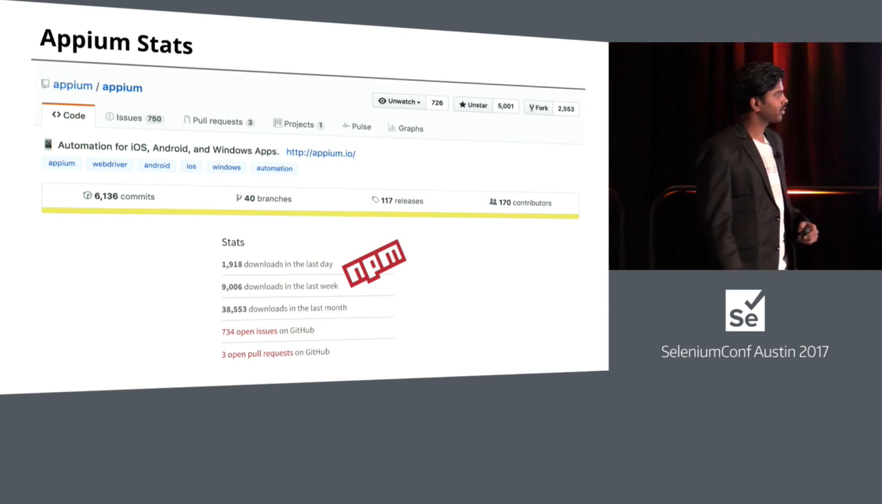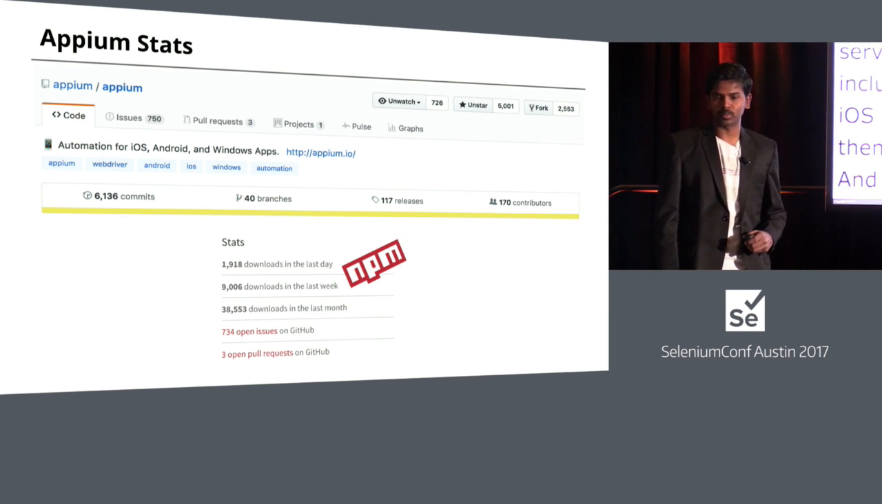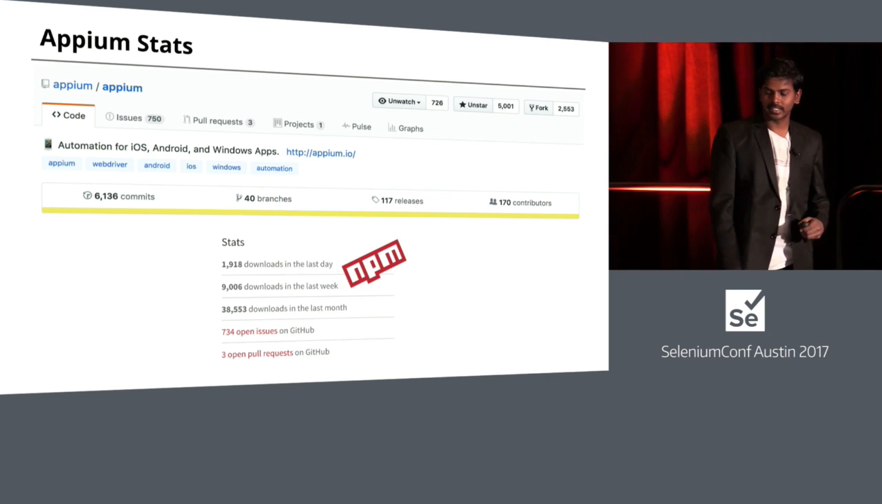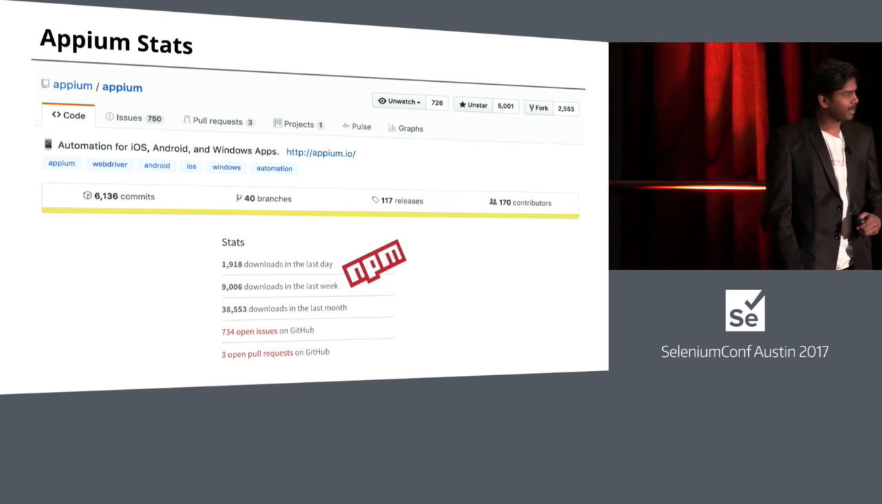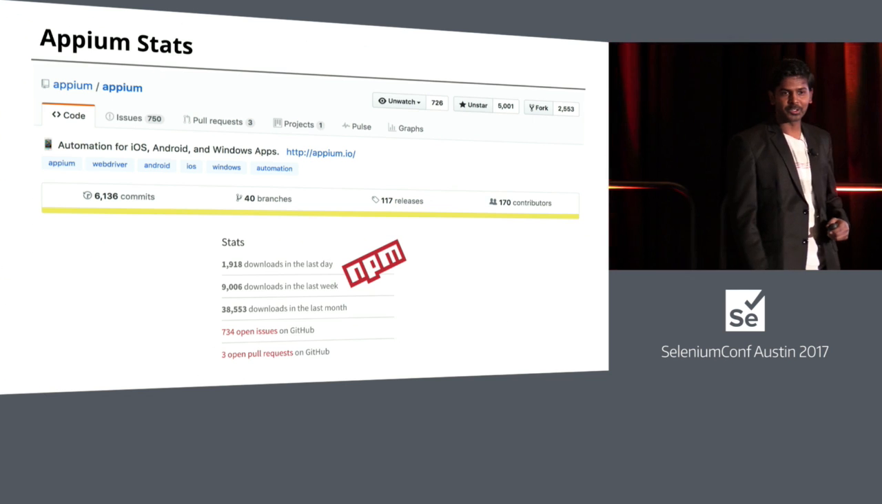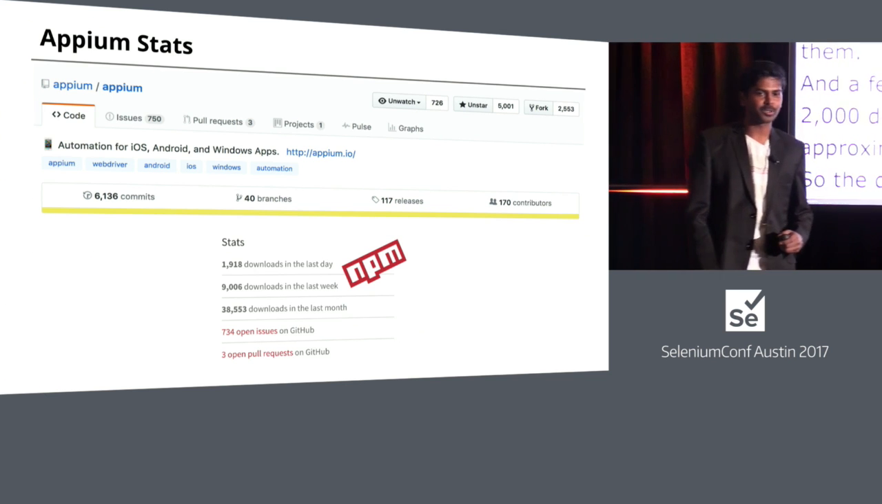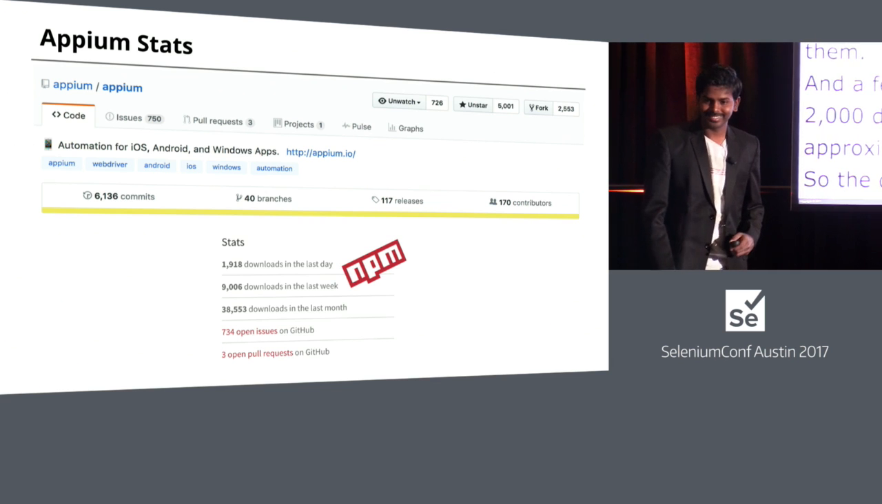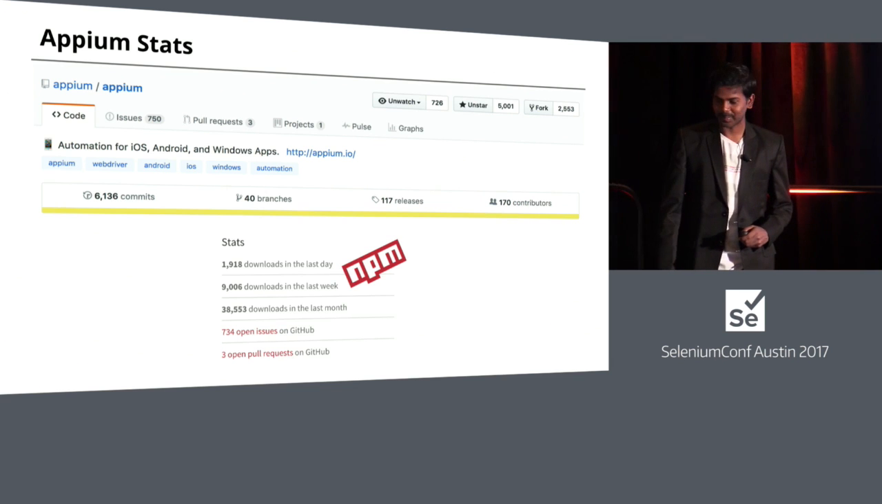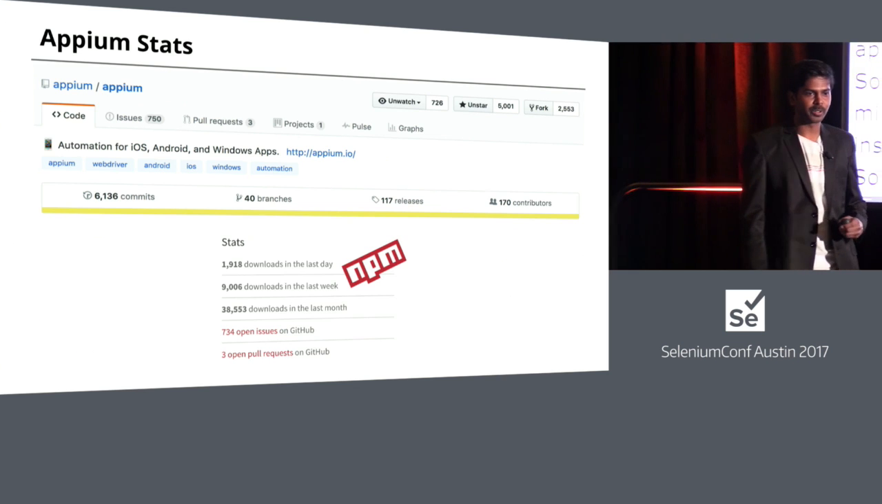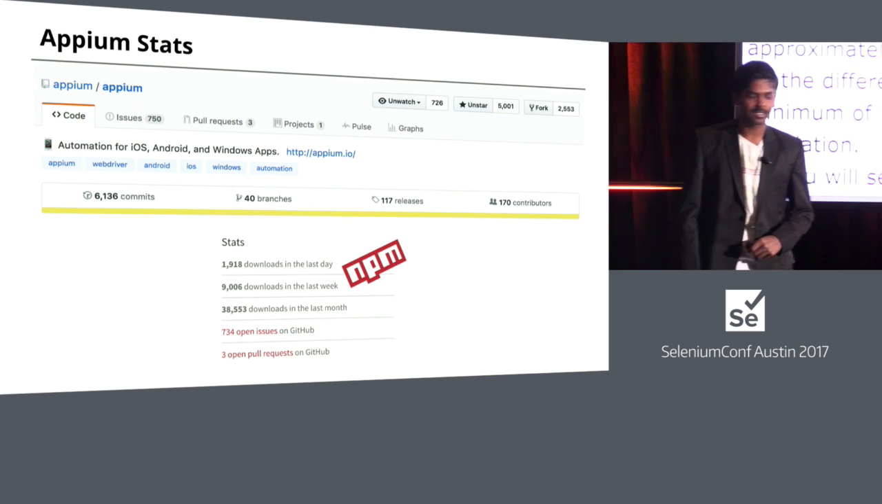And a few stats from NPM. We have 2,000 downloads per day and 9,000 downloads approximately per week. Yep, 734 open issues. Out of 734 open issues, at least a minimum of 100 are on installation. So we'll see how Appium installation is a pain, and how we are going to mitigate that installation pain.